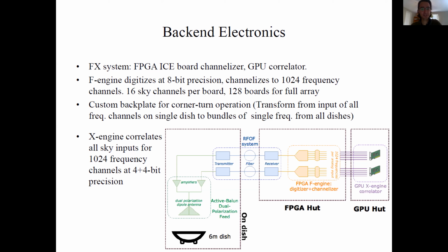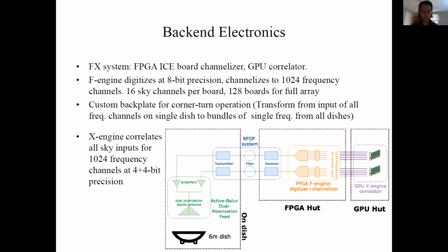So then the back end of the system is kind of analogous to the system on CHIME, and this is kind of becoming a standard architecture for interferometers. This FX architecture, where there's two different computational engines. There's the F engine, which in our case is built on ICE boards developed by Matt Dobbs at McGill University. And this is doing the digitization and the channelization, and then what's called the corner turn operation.